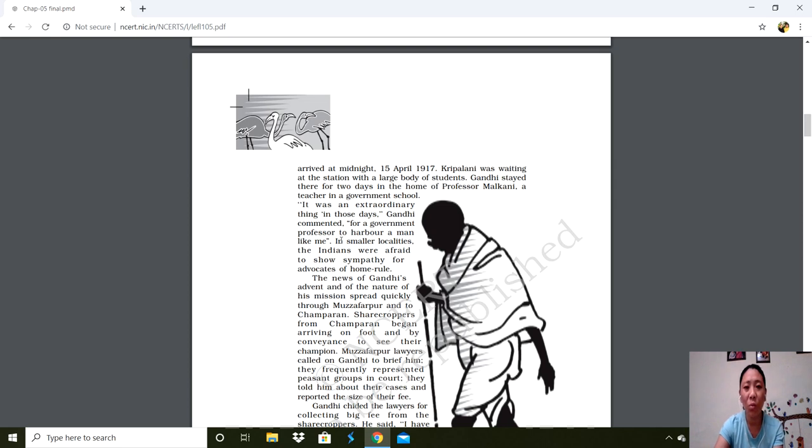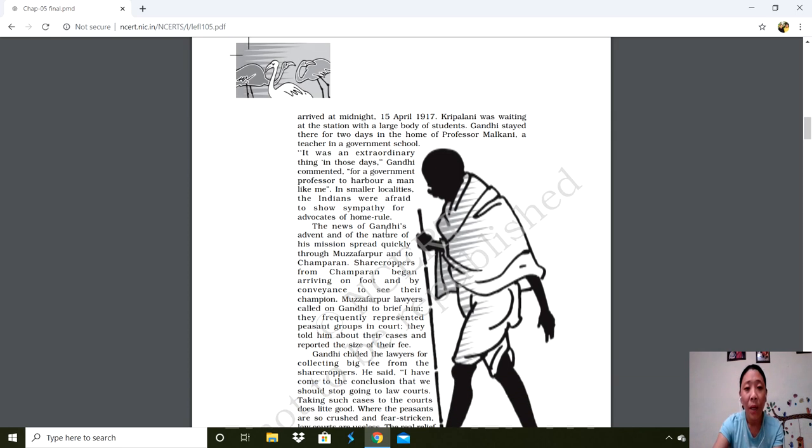Now you may be wondering, what is that extraordinary thing? Obviously, it is about allowing Gandhi to stay in his home for 2 days, right? So he explains why that act is considered extraordinary. For a government professor to harbor a man like me. So Gandhi explains later that it was a great courage or great step taken by Professor Malkani in allowing Gandhi to stay in his home for 2 days because he was a government professor. Government is under British rule, isn't it? So if he shows sympathy or support to Gandhi, who is then an advocate of home rule, he might be suspended from his job. He might be punished for being supportive of Gandhi and his ideology. So that is why it was an extraordinary thing in those days.